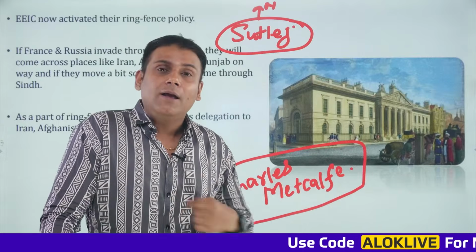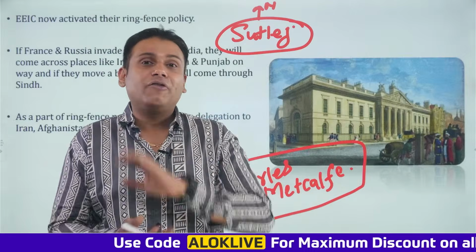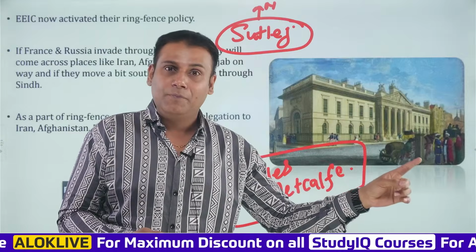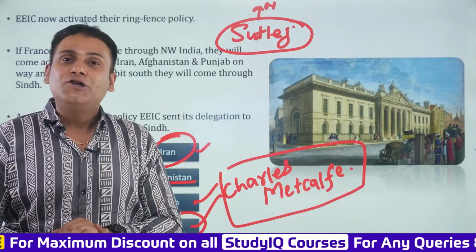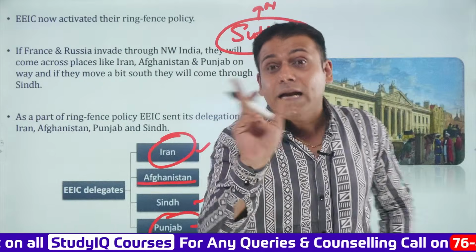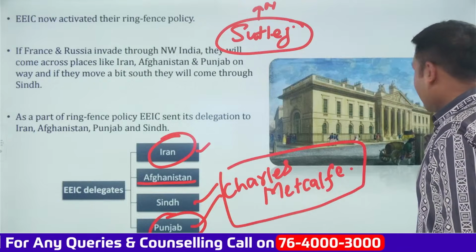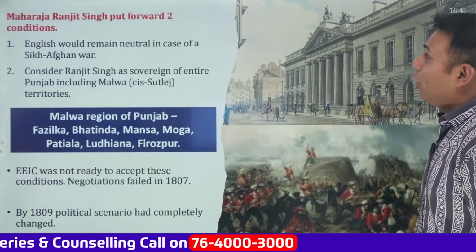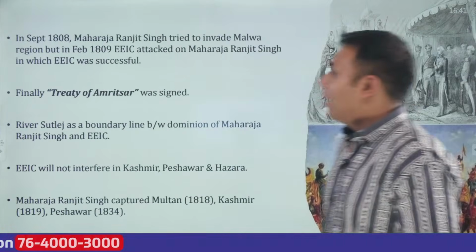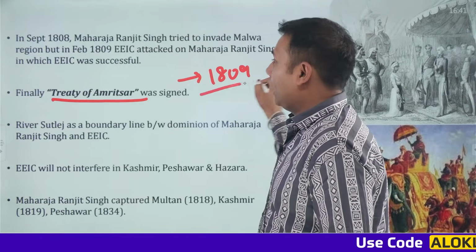Now what happened? After some time, Maharaja Ranjit Singh ji tried conquering the territories to the south of River Satluj, but he was not successful. And finally, in 1809, Maharaja Ranjit Singh ji was ready to sign a treaty with the English East India Company, and that was referred to as the Treaty of Amritsar, which was finally signed in 1809. So the Treaty of Amritsar was signed with Maharaja Ranjit Singh Ji in 1809.